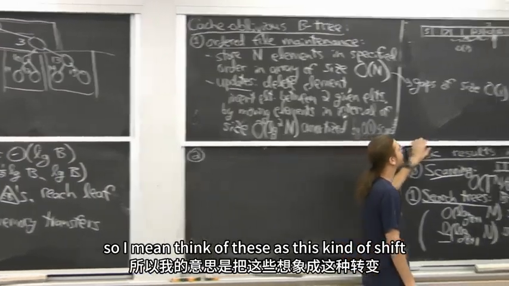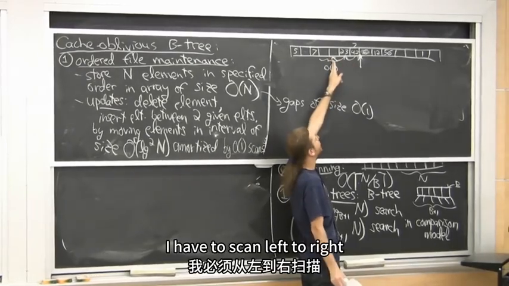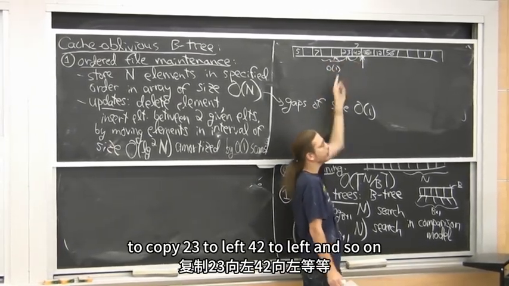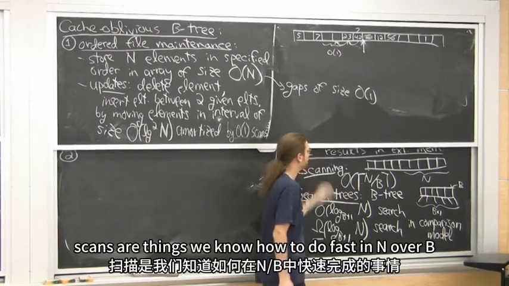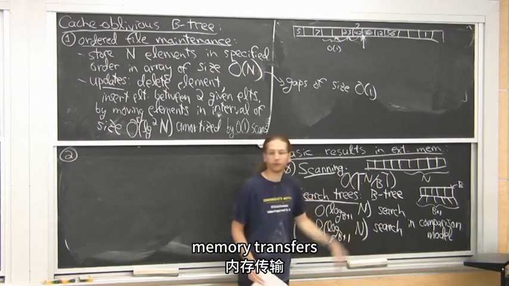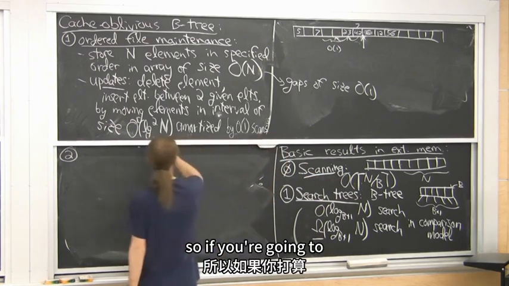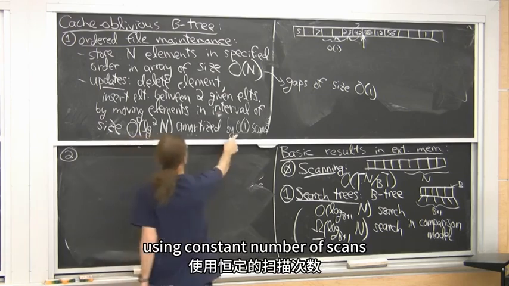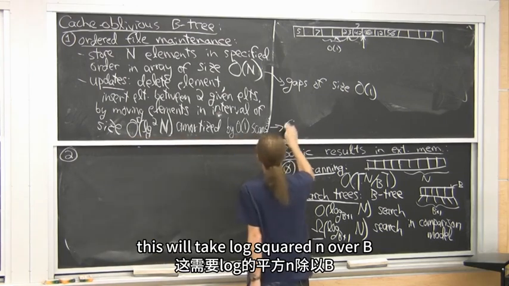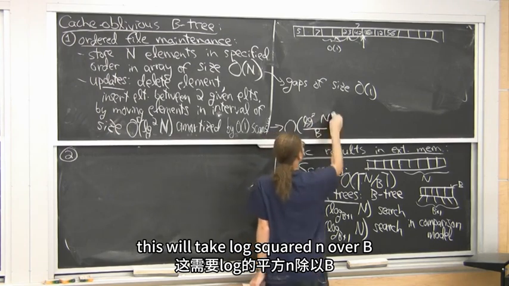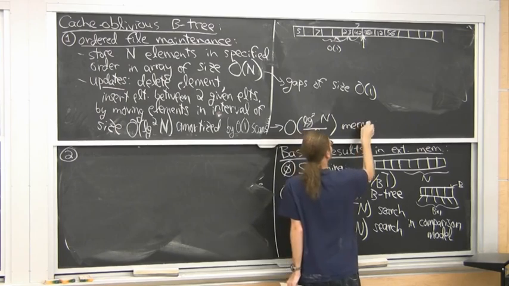So, think of these as this kind of shift. I have to scan left to right to copy 23 to the left, 42 to the left, and so on. Scans are things we know how to do fast in n over b memory transfers. So if you're going to update an interval of log squared guys using a constant number of scans, this will take log squared n over b memory transfers.